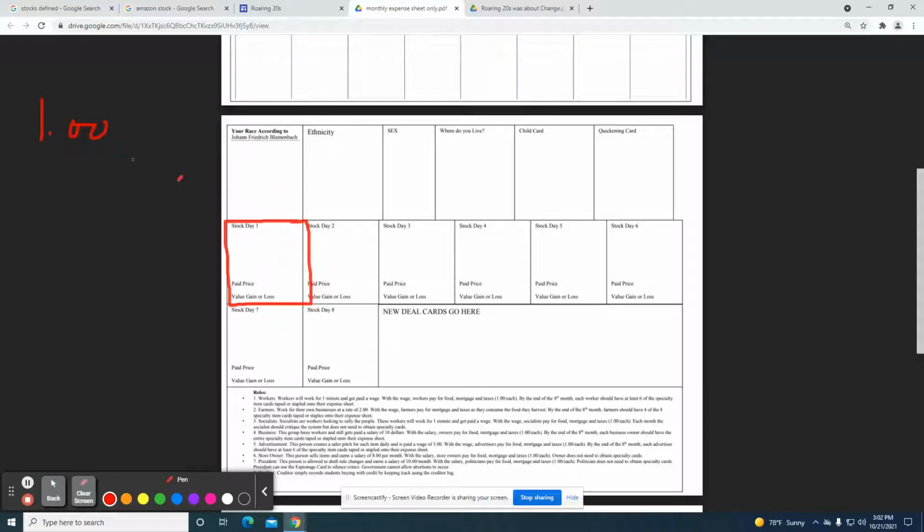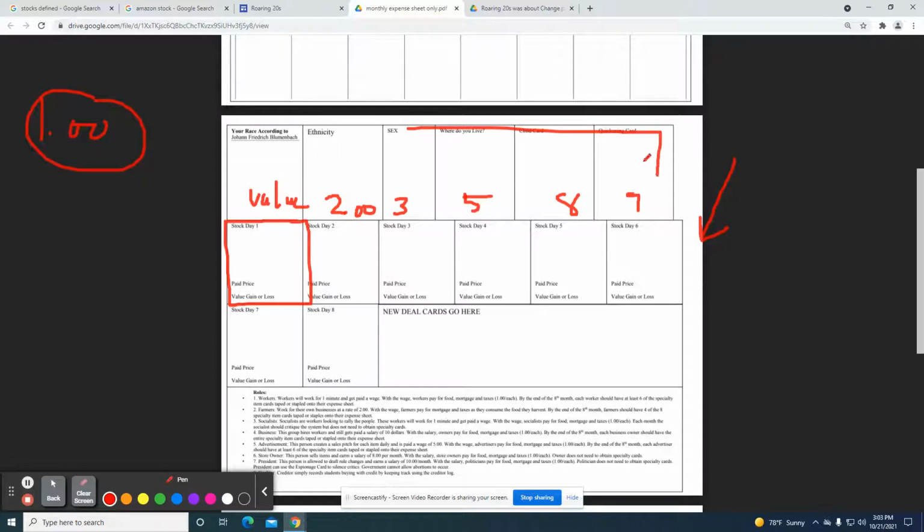So let's just say I was going to sell this stock on day 6. On day 2, I'm going to put the value. On day 2, the value for the stock was $2. Over here, it was valued at 3. Day 4, it was at 5. Over here, it was 8. And then it went to 9. If you sold it on day 6, you paid $1 for it on day 1. The value of it is now $9. You just made 8.